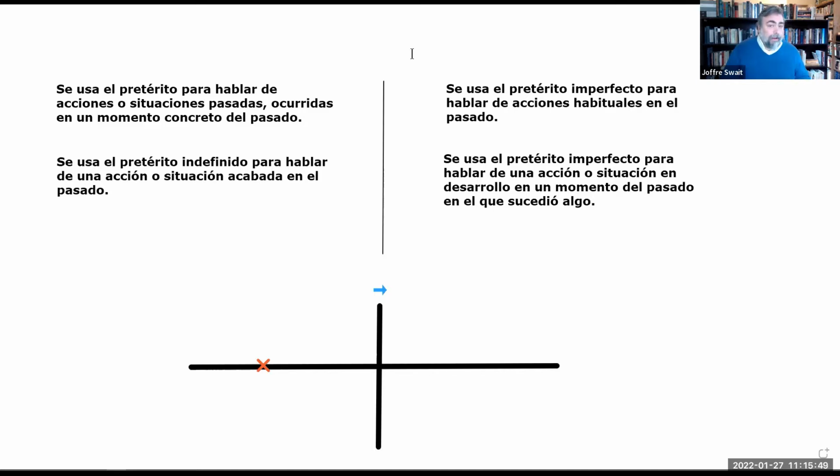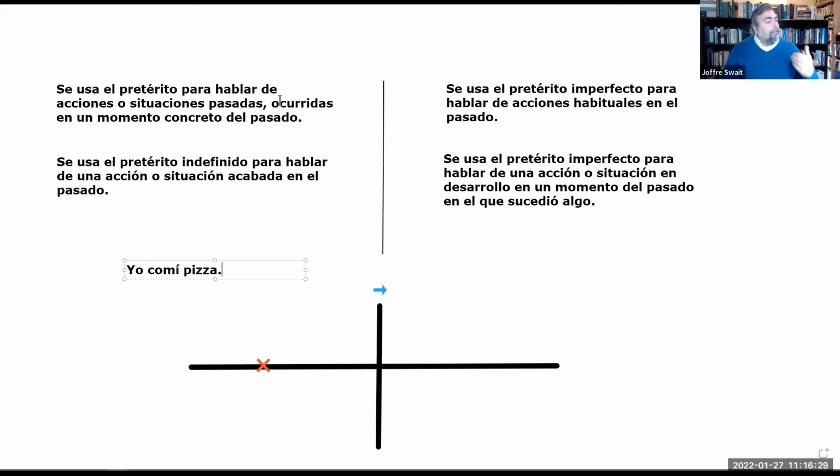Un ejemplo sería, yo comí pizza, ¿no? Ahí está, simples, el pretérito, ¿ok? El primer párrafo, the first paragraph, el pretérito es para hablar de situaciones concretas, discretas, ocurridas y terminadas, ¿ok? Ocurridas y acabadas, terminadas. Un punto. Yo comí pizza.